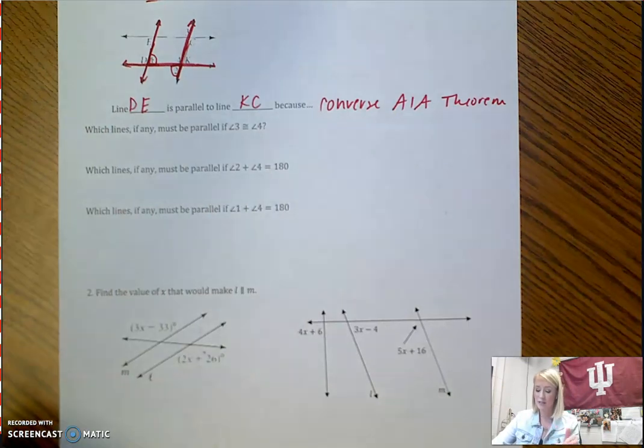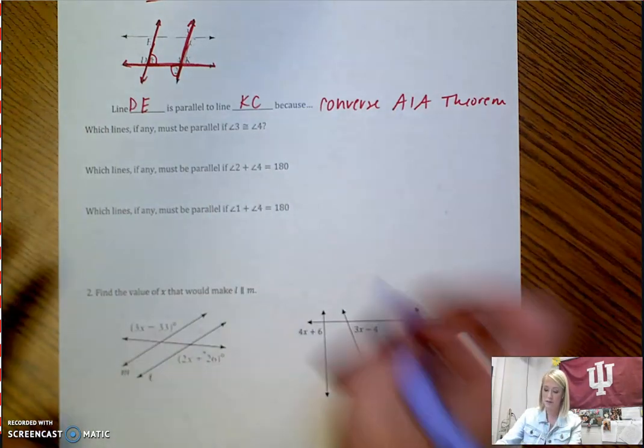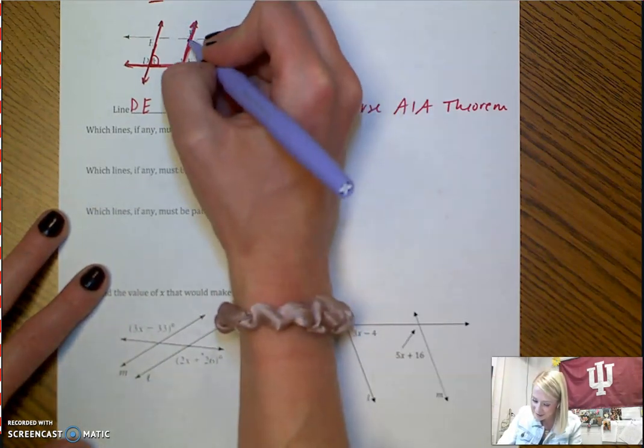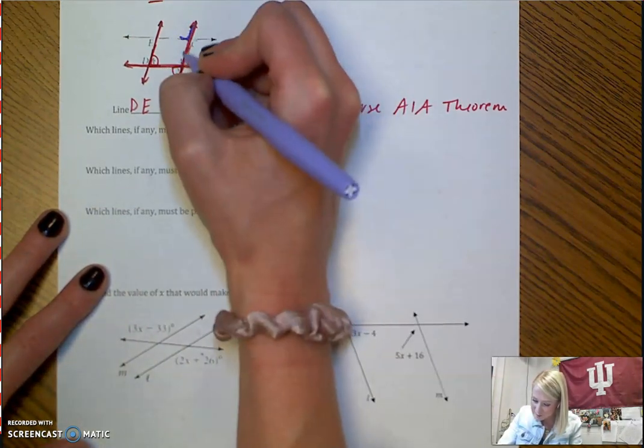Now, the second one says, which lines, if any, must be parallel if 3 and 4 are congruent? So here's 3, here's 4.